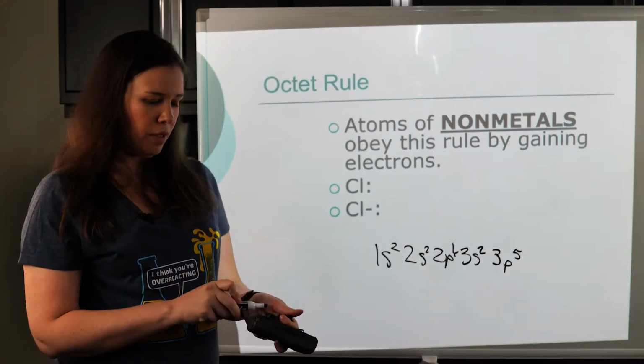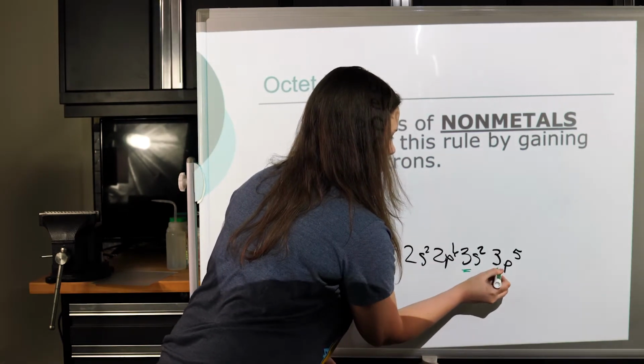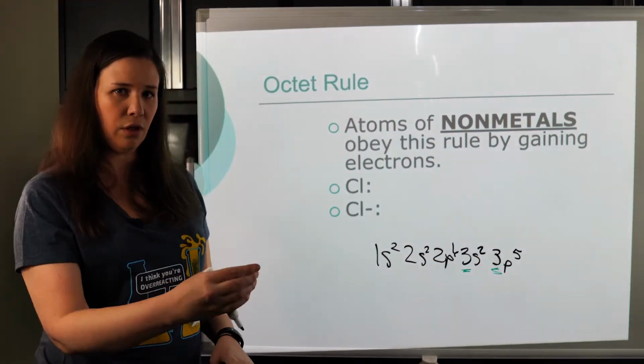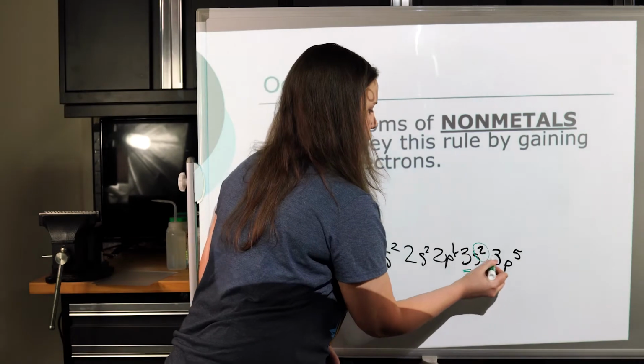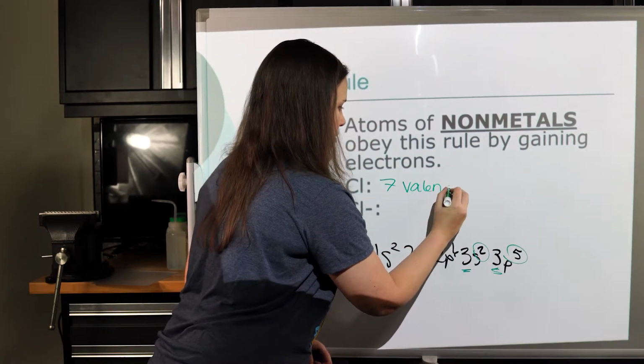All right, so let's identify our principal quantum number. That is the highest energy level. That would be the third energy level for a total of 7 valence electrons.